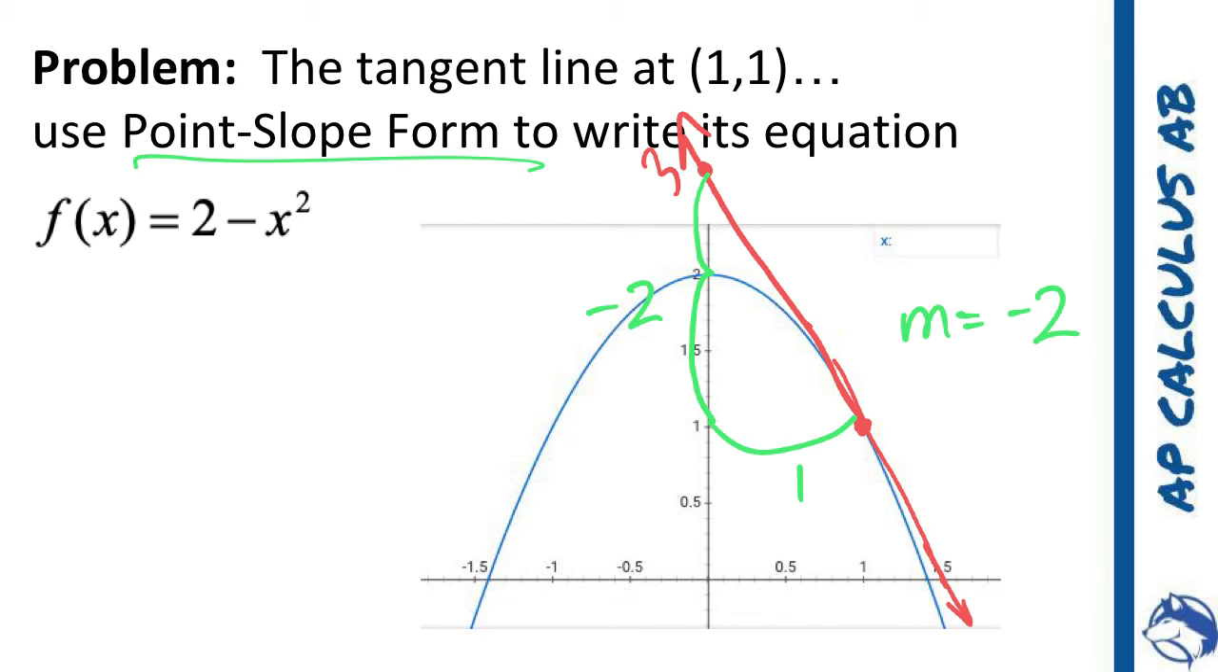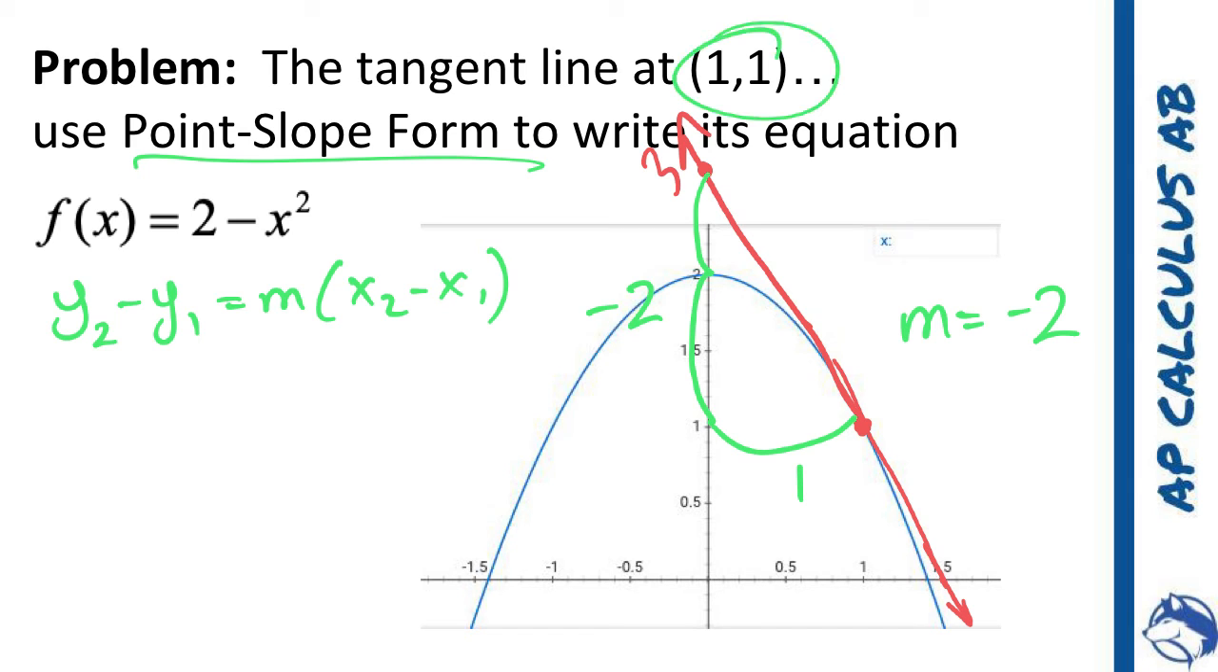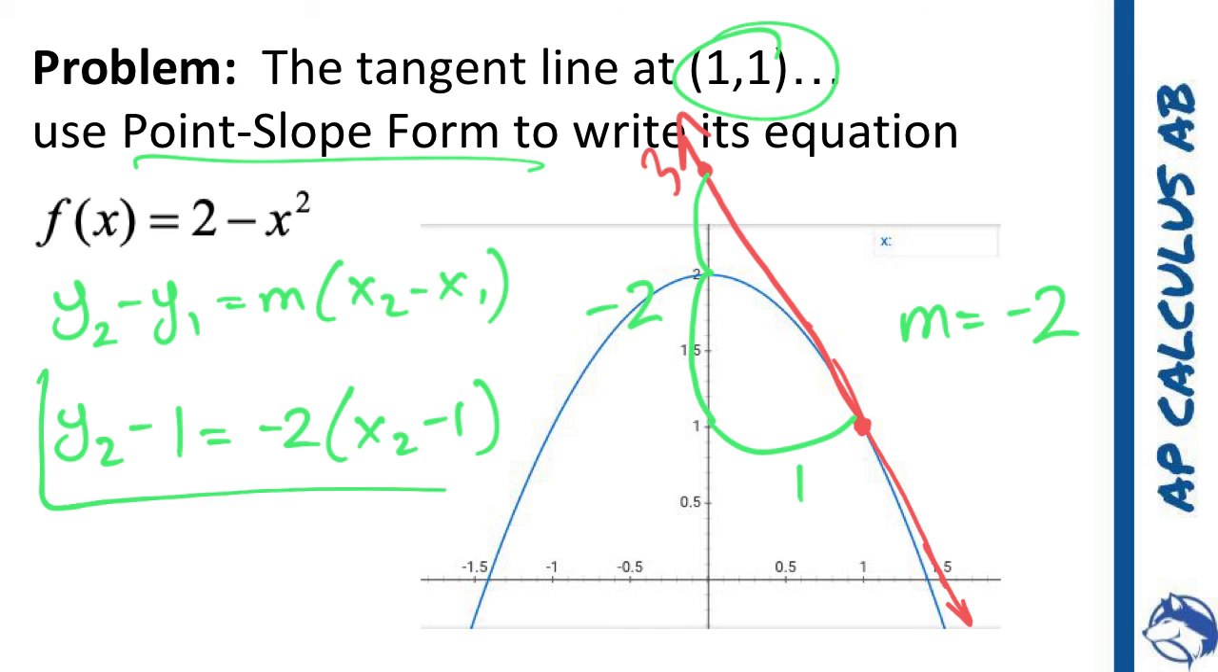So if I use point-slope form, which is y2 minus y1 equals m times (x2 minus x1), I'm going to go ahead and plug in (1, 1) as a point here. So I've got y2 minus 1 equals my slope, which is negative 2, and then I've got x2 minus 1. So this is going to be the equation of the line that is tangent at that point (1, 1).